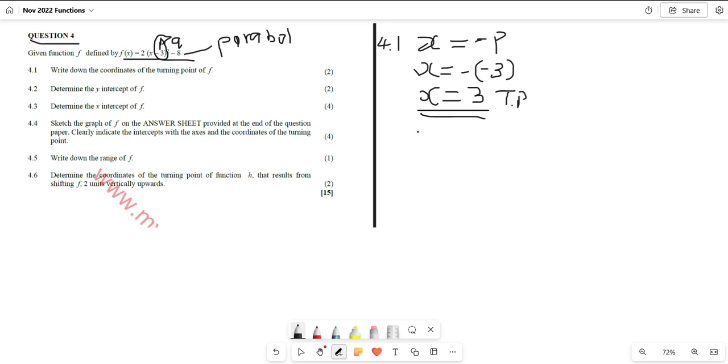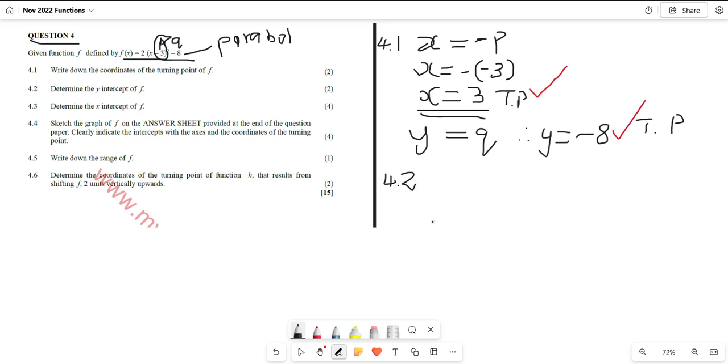Then to find the y coordinate of the turning point, we are going to say y is equal to the q value and its respective sign. Therefore, y will be equal to the value of q that we have there, which is -8. Then 1 mark here for the x coordinate and 1 mark here for the y coordinate of the turning point.